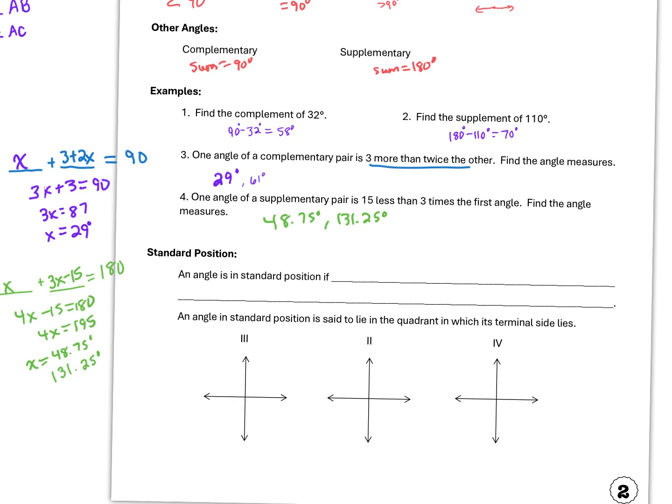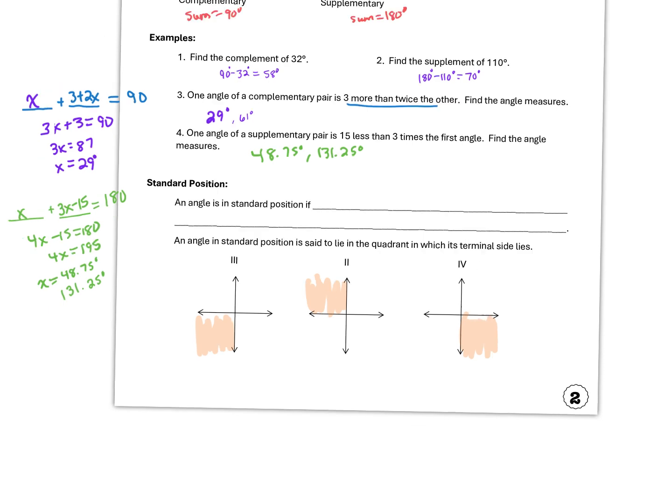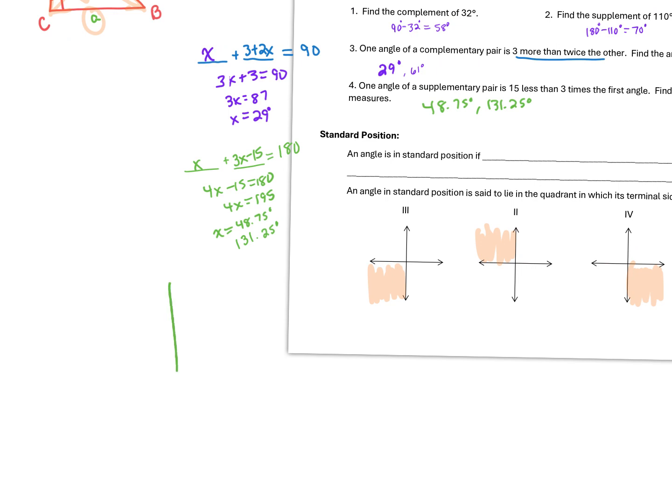Okay, we're gonna talk standard position here. I need to refresh your memory about a couple of things that you may or may not remember that I want you to remember. First is, how do we label our quadrants?